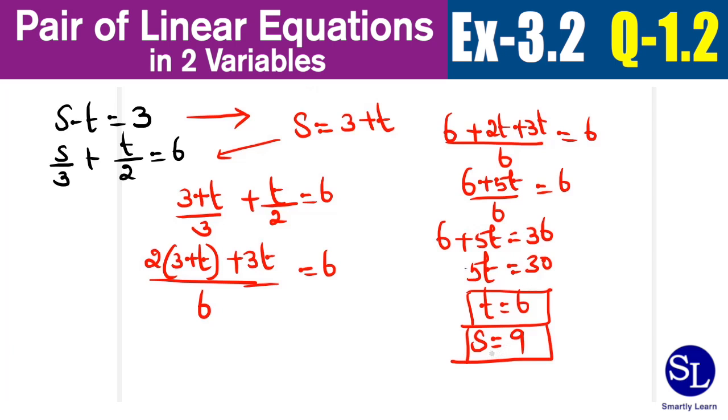So mentally cross verify your answer by substituting in both the equations. So 9 minus 6 is equal to 3. Answer is right. Now 9 by 3 is 3 plus 6 by 2 is 3. So 3 plus 3 is 6. So we are able to substitute and also verify that our answer is correct.